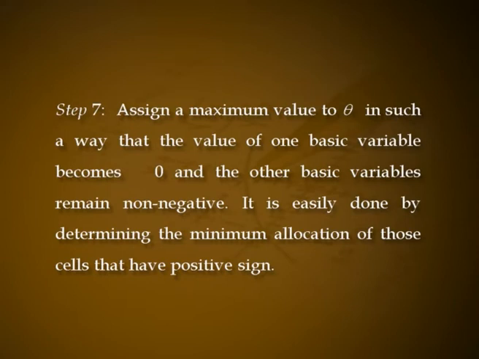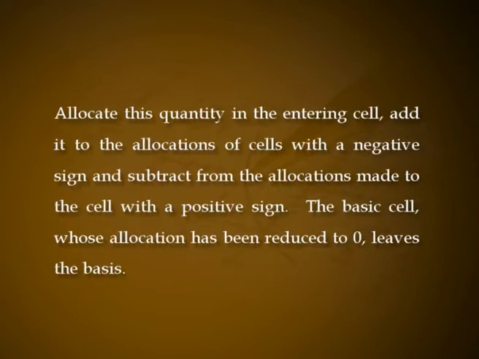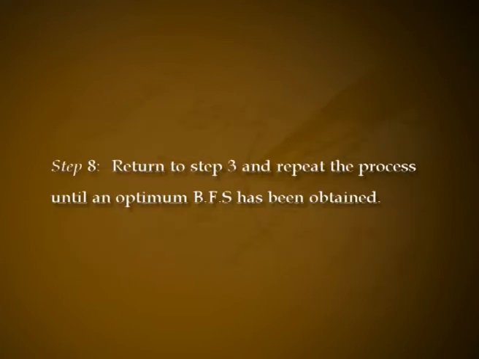Step 7. Assign a maximum value to theta in such a way that the value of one basic variable becomes 0 and the other basic variables remain non-negative. It is easily done by determining the minimum allocation of those cells that have a positive sign. Allocate this quantity in the entering cell. Add it to the allocations of cells with a negative sign and subtract it from the allocations made to the cells with a positive sign. The basic cell whose allocation has been reduced to 0 leaves the basis. Step 8. Return to step 3 and repeat the process until an optimum basic feasible solution has been obtained.